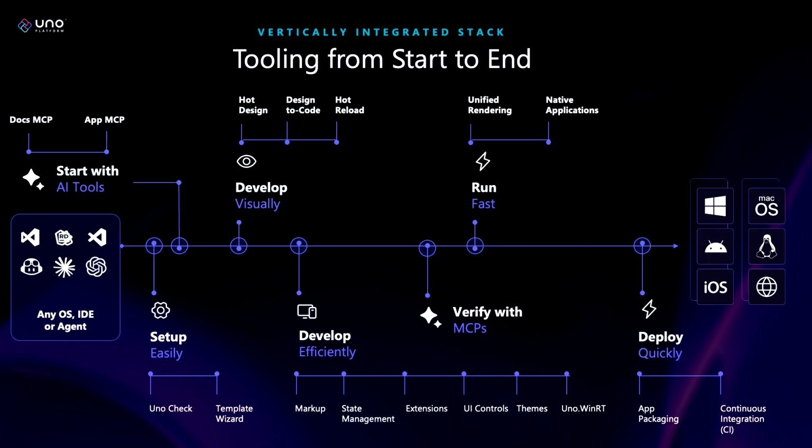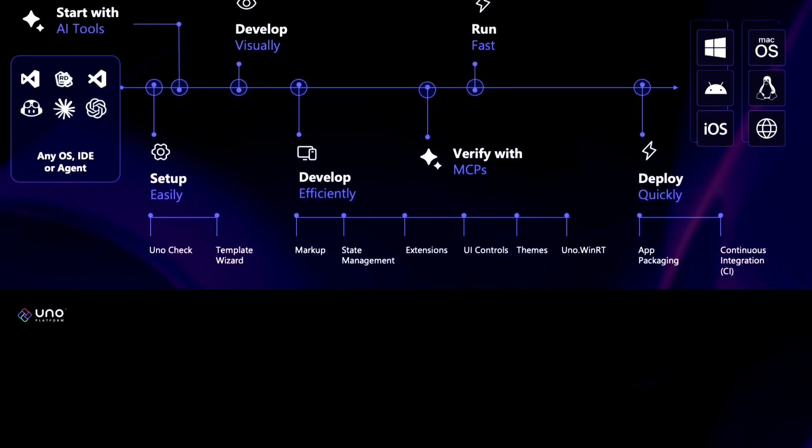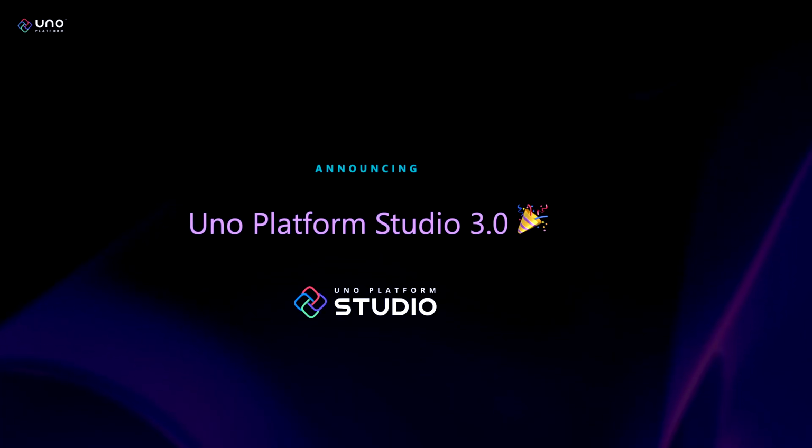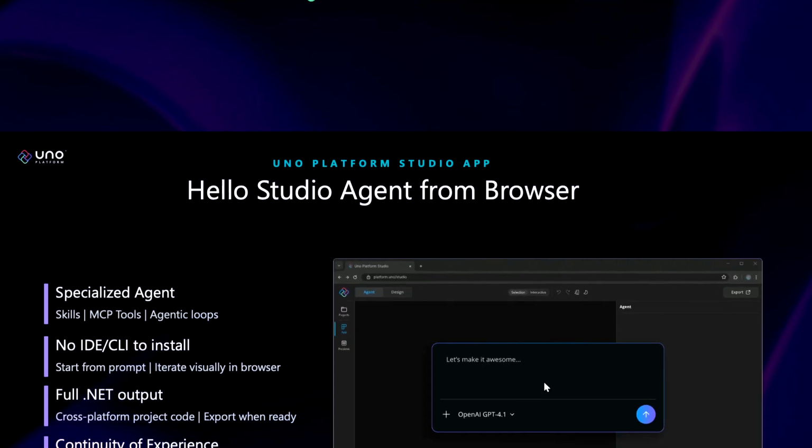Our teams have been super busy for the last several months, and we are super, super excited to present to you Uno Platform Studio 3.0. This is the evolution of everything that we have talked about into the agentic future with skills, with plugins, with all the AI and design tools that you need to be really, really productive. So there are a lot of things in here.